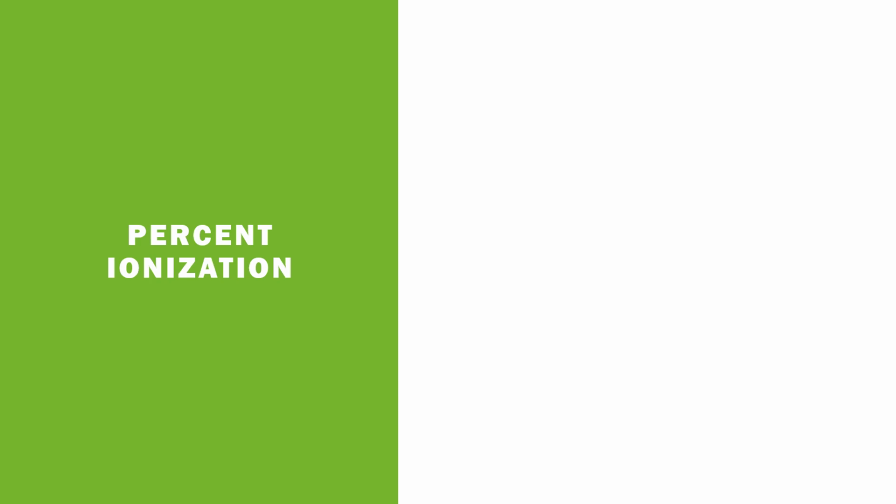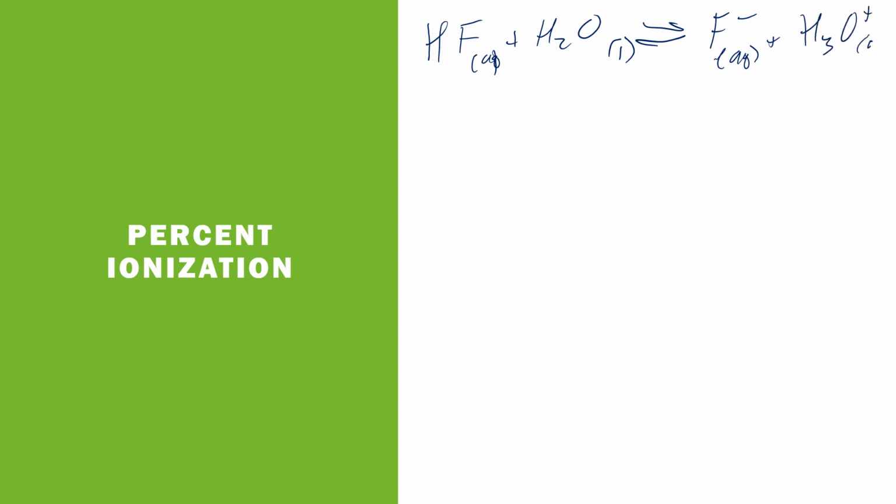Okay, so let's talk about percent ionization. Let's go back to our generic weak acid. Or actually, let's use a common weak acid, HF. So HF, when it reacts with water, will form F minus, our conjugate base, and H3O plus, our conjugate acid.